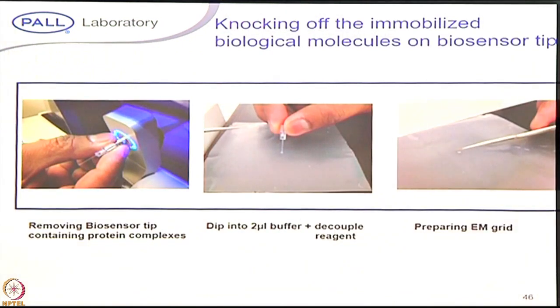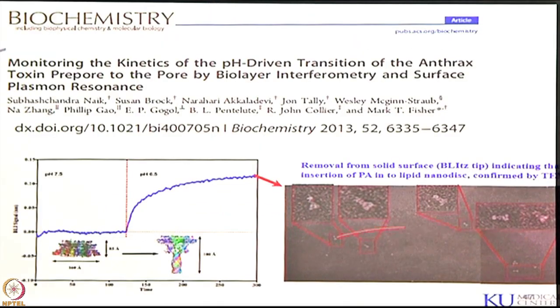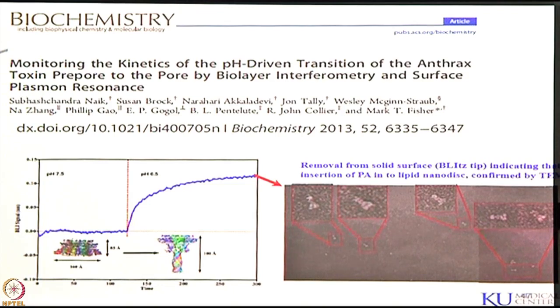So what they had done: removing the biosensor tip, they dipped it in a buffer with a decoupling reagent, then prepared the EM grid, and you can look at the electron microscope to see how the complexes are. So you can perform such kinds of experiments.